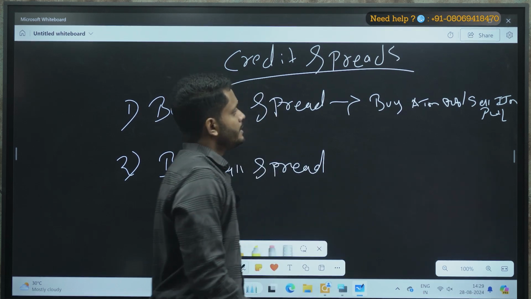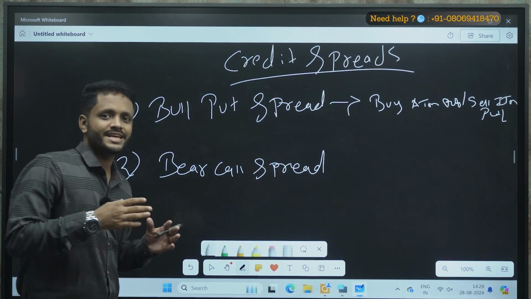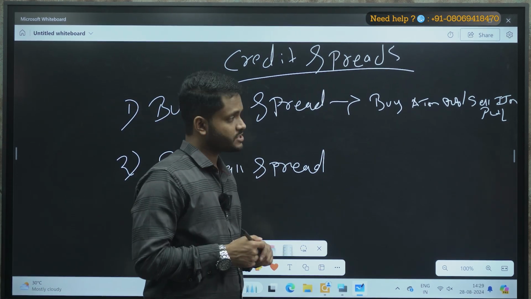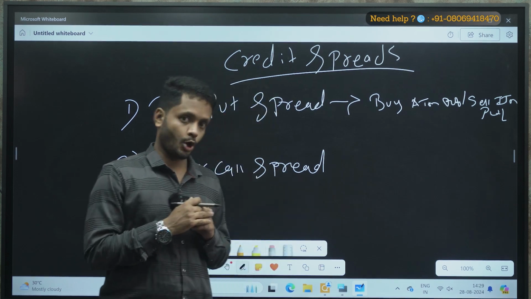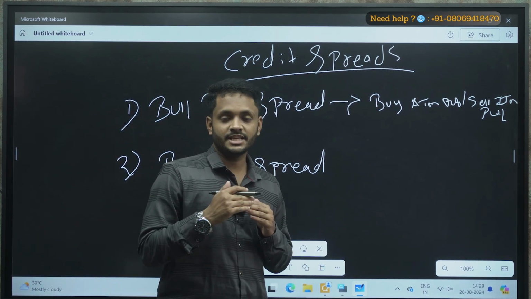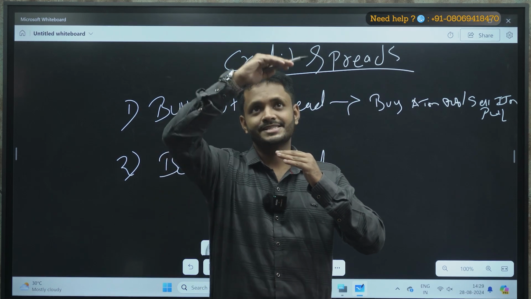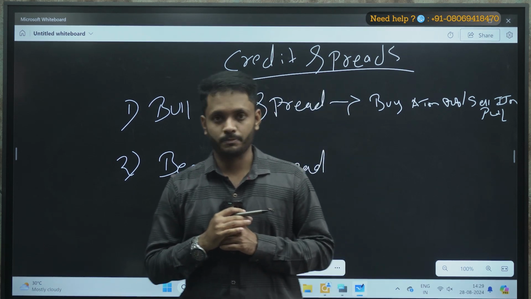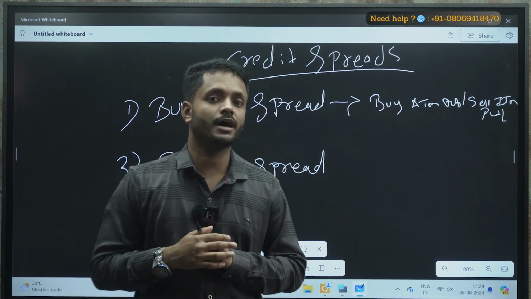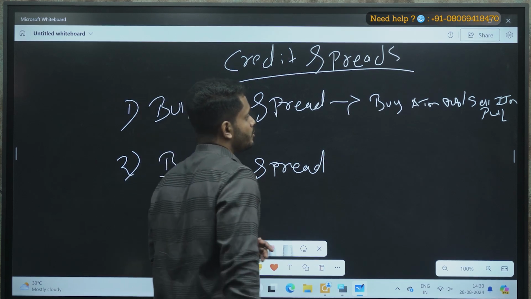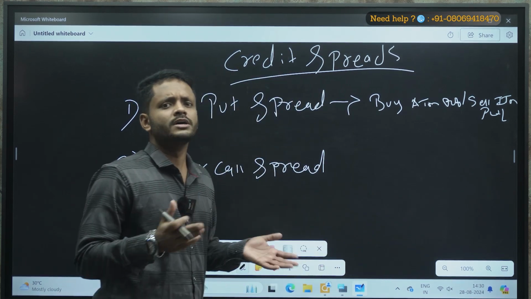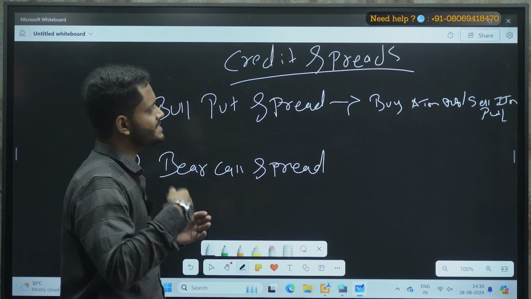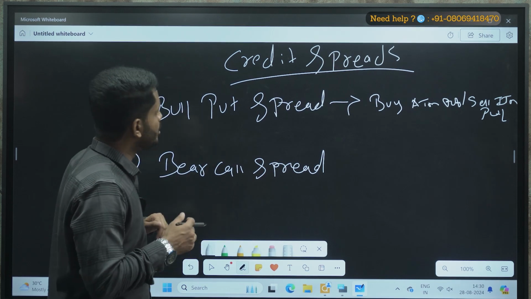Okay, so in this case, if you are expecting the market to stay slightly bullish or oscillating, but your view is bullish, then we will buy an ATM put option, in order to hedge our positions, and we will sell a deep ITM put. When you are selling a deep in the money put option, you will be receiving more premium, and if the view goes wrong, in order to protect, we buy ATM put and sell ITM put. This is a bull put spread.